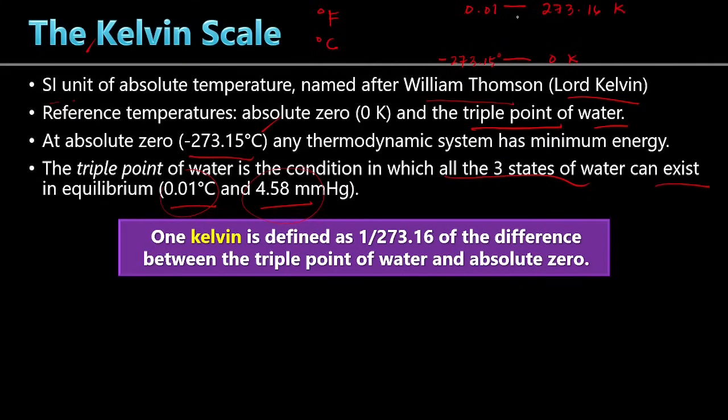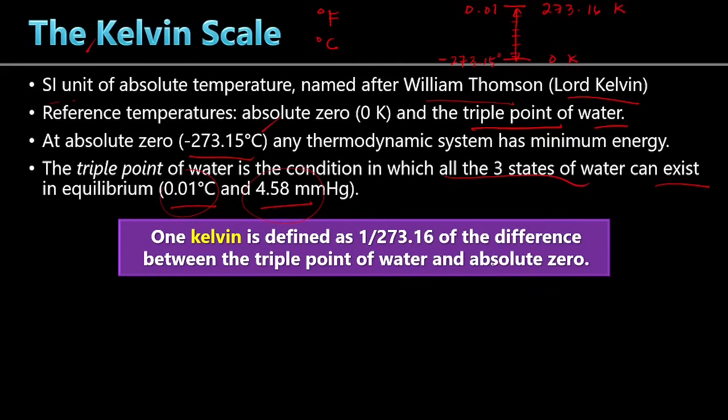Okay, now let's go to the definition, no? Itong dalawang ito, pag pinag-minus ko, ay may makukuha akong sagot, 273.16 pa rin. Ang gagawin ko, hahatiin ko yan into 273.16 din na equal parts. And one part is equivalent to 1 Kelvin. That's why the definition says that 1 Kelvin is defined as 1 over 273.16 of the difference between the triple point of water and absolute zero.